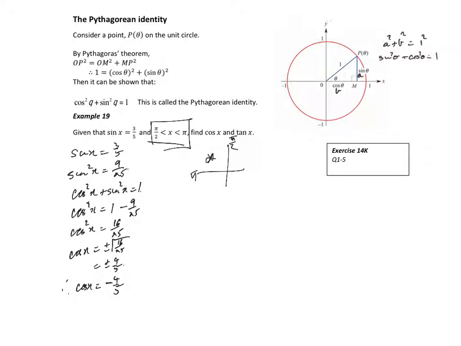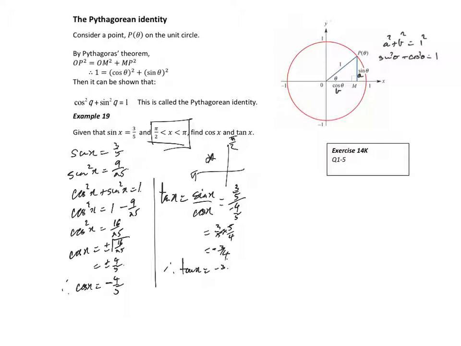Yeah. If I want to find tan x, well, tan x is equal to sine x over cos x, which is equal to 3/5 over negative 4/5. Flip it upside down and multiply. 3/5 times 5 on 4, which equals 3/4. Second quadrant, tan is negative, so tan x is equal to negative 3 on 4. So that's really using our Pythagoras' theorem, okay?